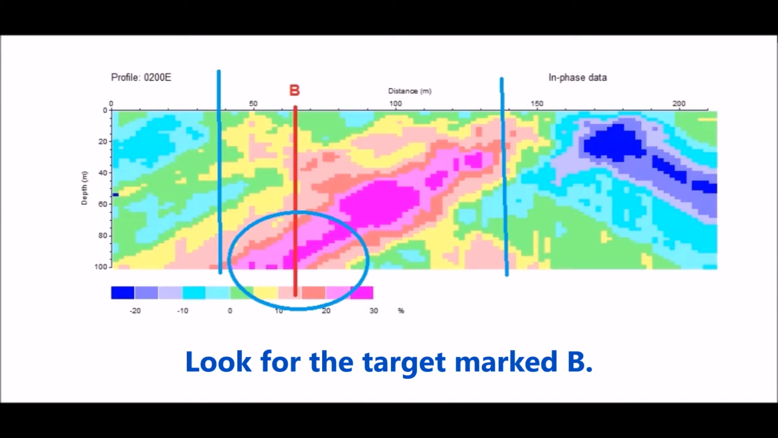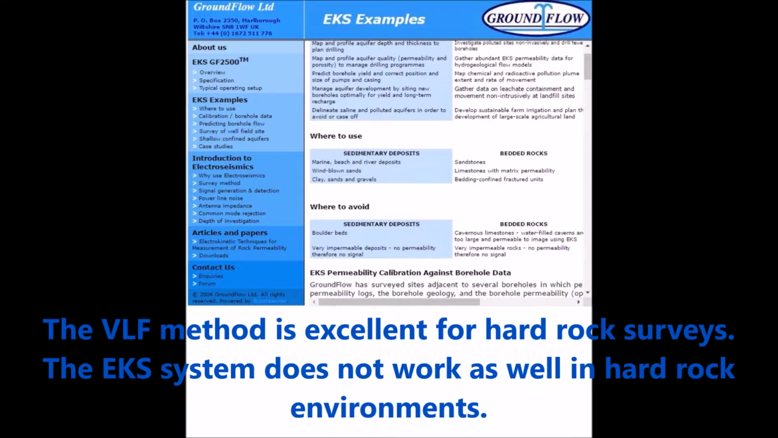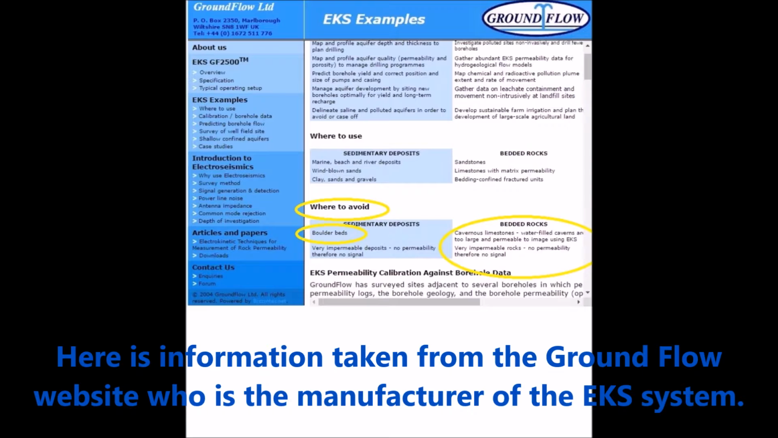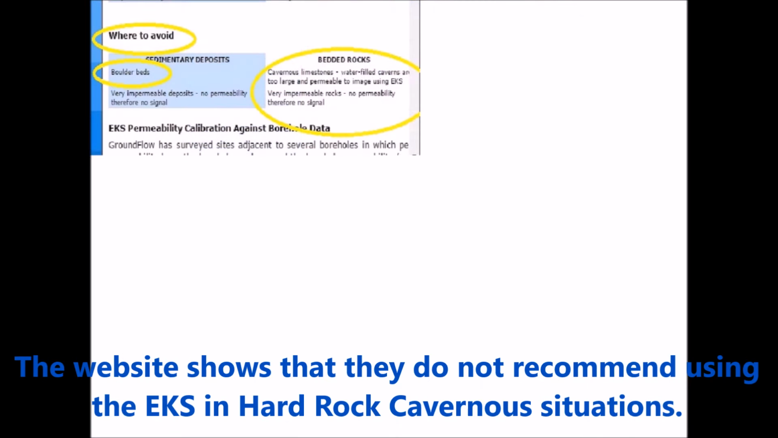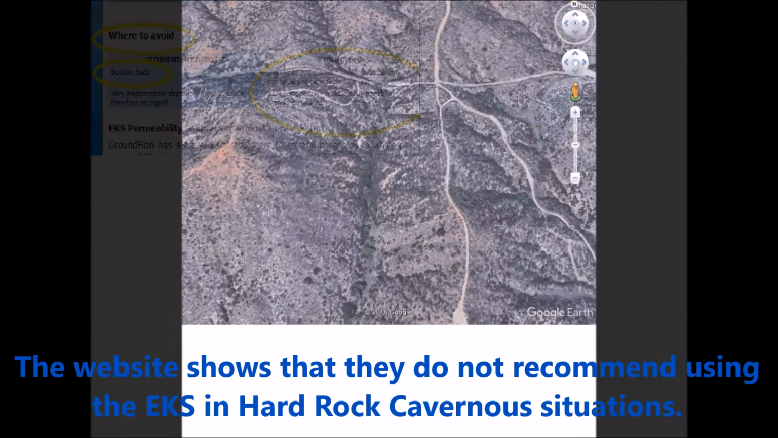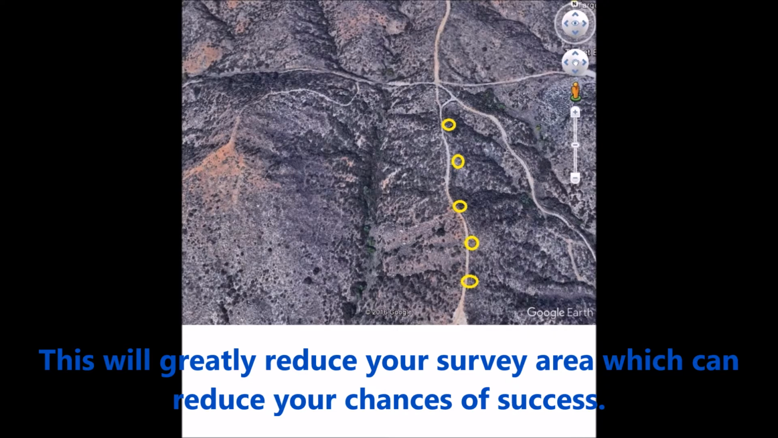The EKS system does not work as well in hard rock environments. Here is information taken from the Groundflow website, who is the manufacturer of that system, showing that they do not recommend using this system in hard rock, cavernous situations. Properties with steep terrain and limited access should not use the EKS system. Since they have to be able to pull up their vehicle to each spot they check, this can greatly reduce your survey area, which can greatly affect the chances of success on your property.